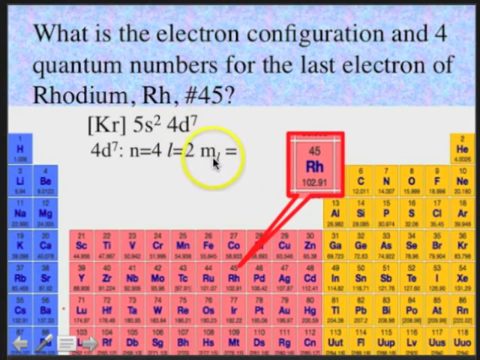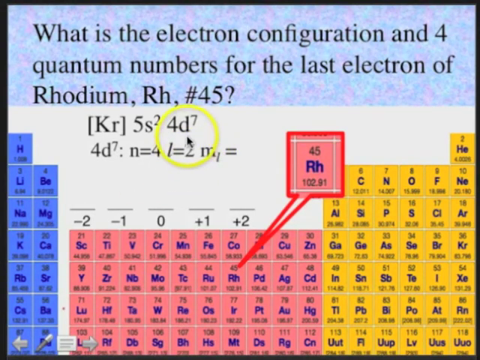But we do have to come up now with the m sub l quantum number. The way we do that is to write a dash representing each of the 5 degenerate orbitals for the 4d level: -2, -1, 0, +1, +2. Now we're ready to start filling them in. We have 7 electrons to plug in here.